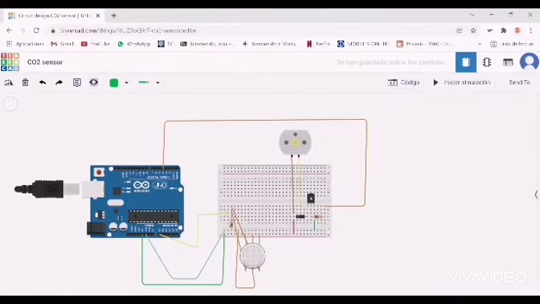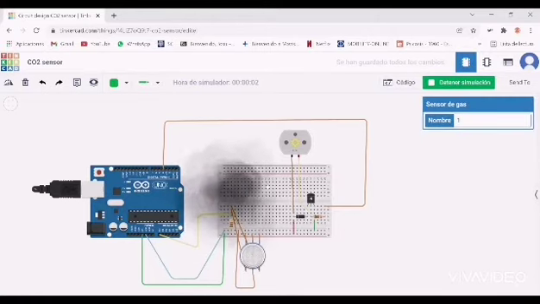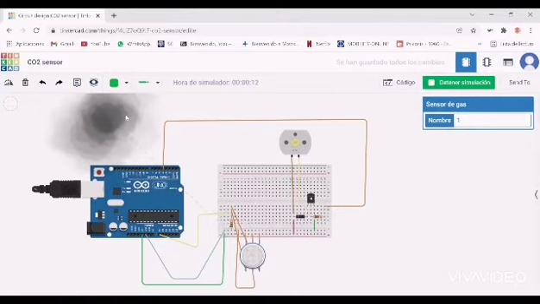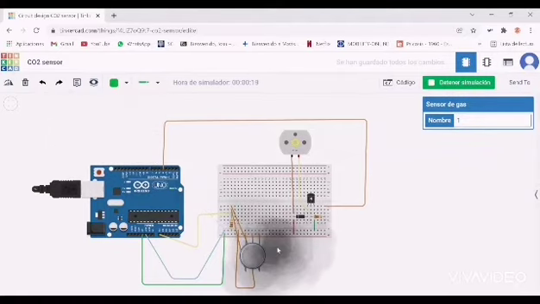So as you can see, I start the simulation, and the sensor just measures the CO2 values. If I put it far away from the sensor, it measures low CO2 levels, but if I take it near, the levels will increase, and then the fan, in this case a general motor chosen, will turn on.